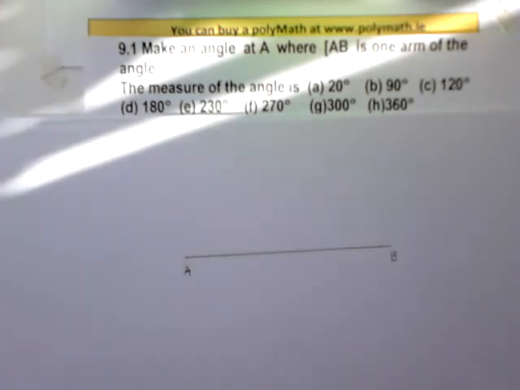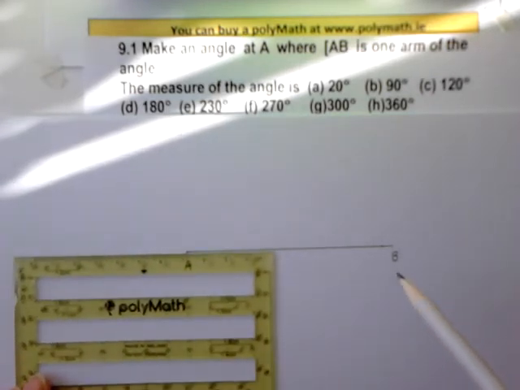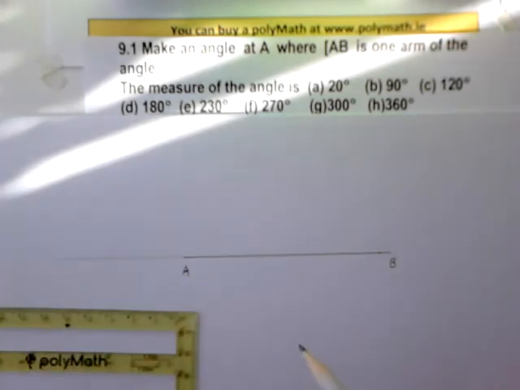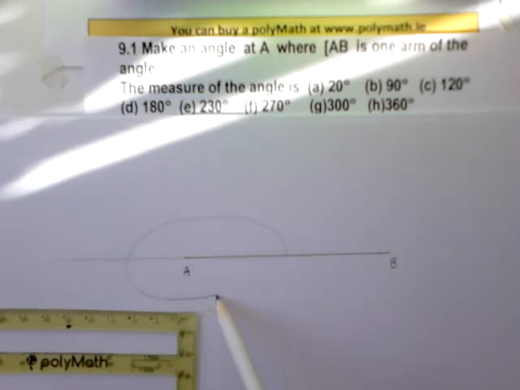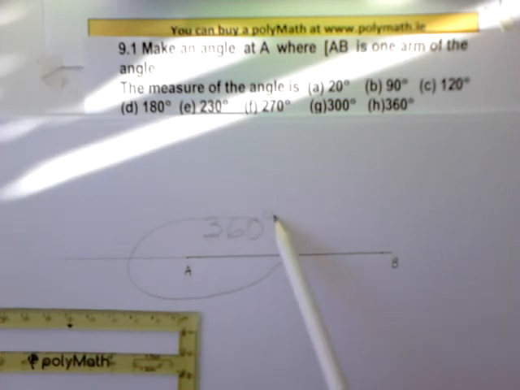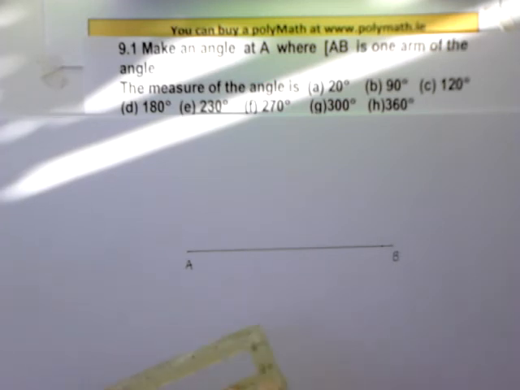Just one angle left to make now, and that's 360 degrees. Now 360 degrees, again, it's a very easy one to do. 360 degrees is a full circle. It'll bring you back to where you started. So if you start here and go right round, get back there, you've done one complete circle, and that's 360 degrees.